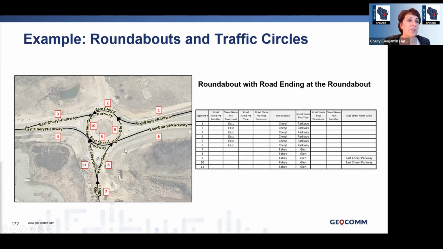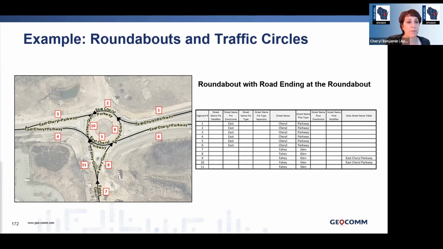And in our discussions, we thought that it would be a best practice to go ahead and continue it through so that for routing, when you're talking about going on Fahey Glen, you have to enter the traffic circle on this segment in order to get to East Sherrill Parkway and travel west. And the same thing is if you're on East Sherrill Parkway and you're traveling south onto Fahey Glen, you have to get on this road. So these intersecting roads here would end up getting the name of the road that dead ends. And as you can see over here on the right in the alias street name table, those same two segments would have East Sherrill Parkway as an alias name.